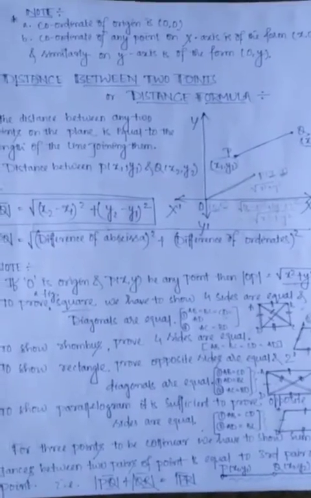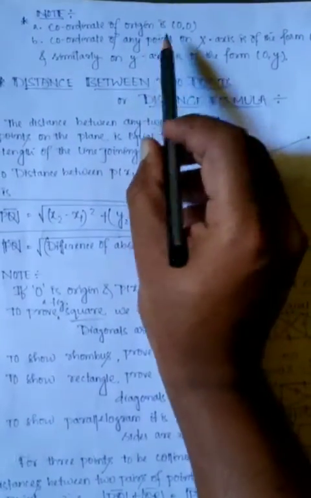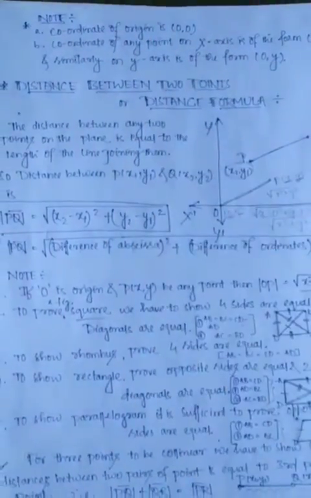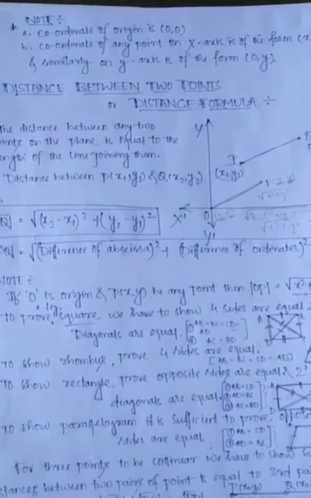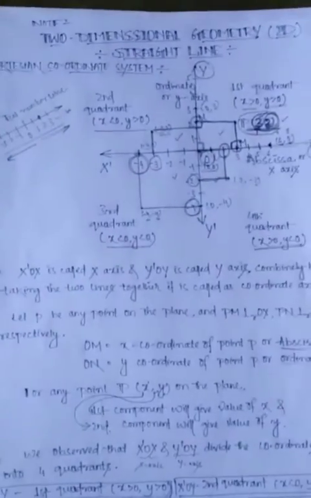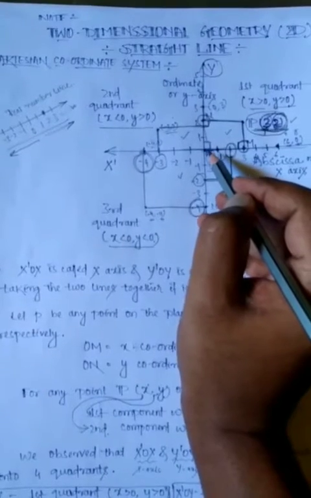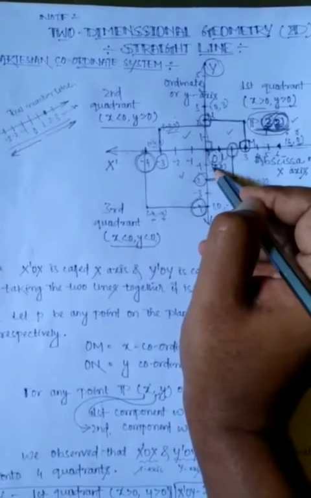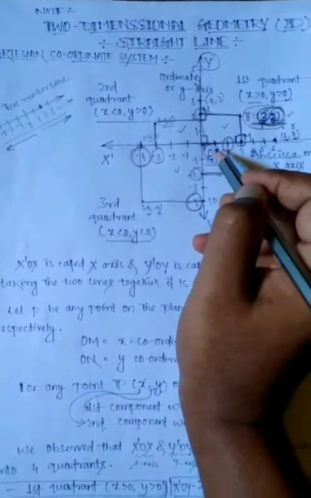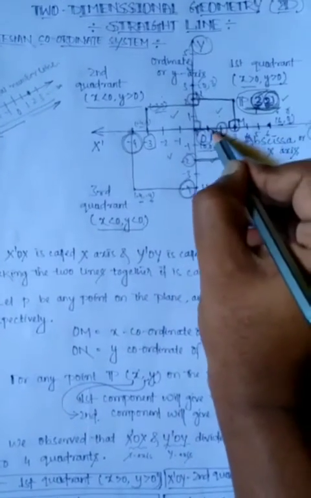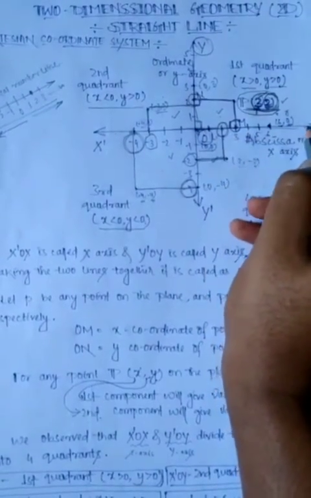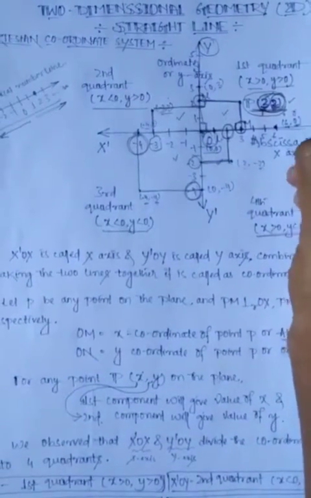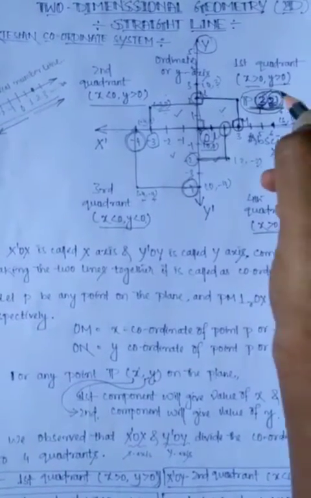Next, what is the coordinate of the origin? Here, the point where the x-axis and y-axis meet each other is called the origin, and the coordinate of that point is 0, 0. Again, if a point is present on the x-axis, then what is the general format of that point?